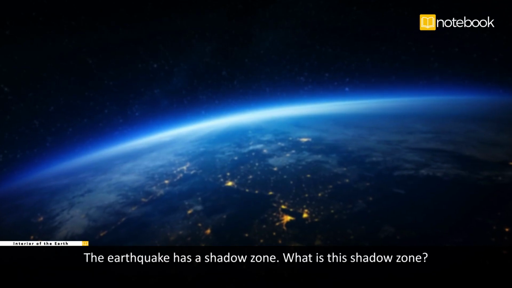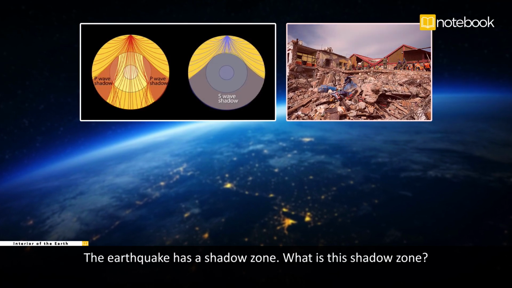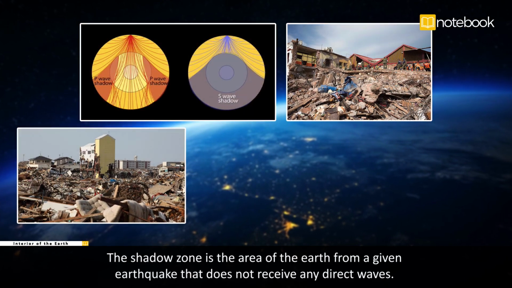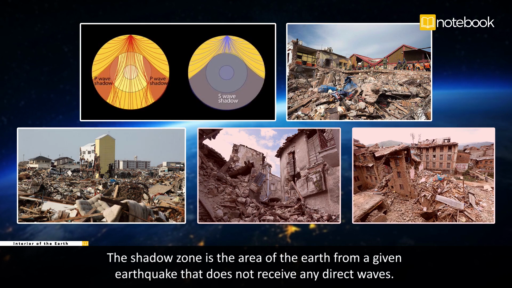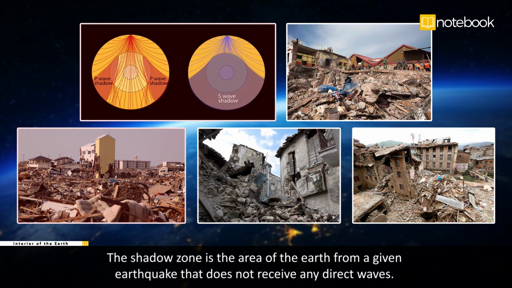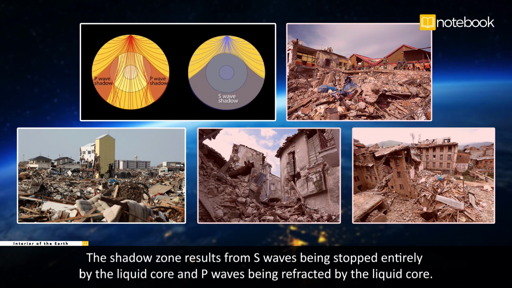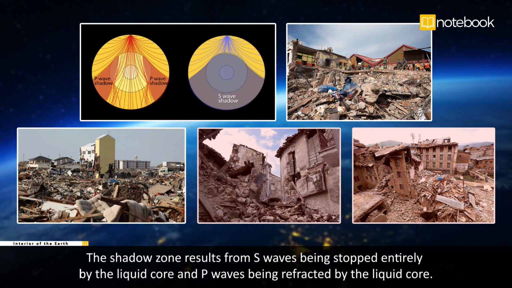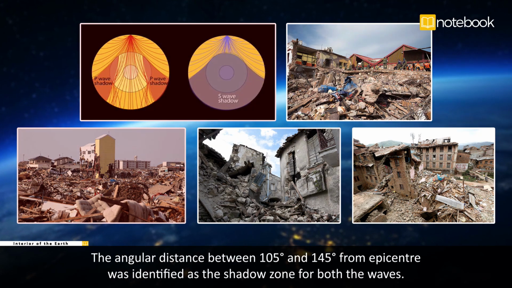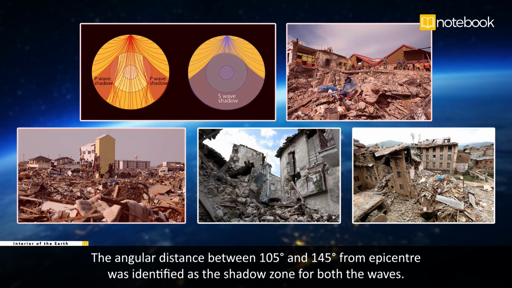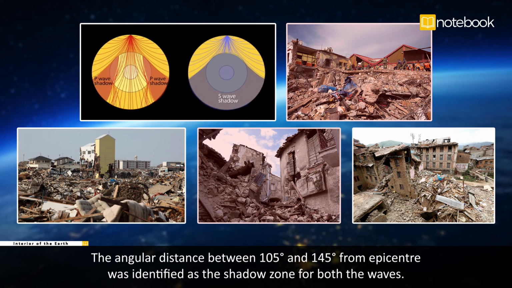The earthquake has a shadow zone. What is this shadow zone? The shadow zone is the area of the earth from a given earthquake that does not receive any direct waves. The shadow zone results from S waves being stopped entirely by the liquid core and P waves being refracted by the liquid core. The angular distance between 105 degrees and 145 degrees from the epicenter was identified as the shadow zone for both the waves.